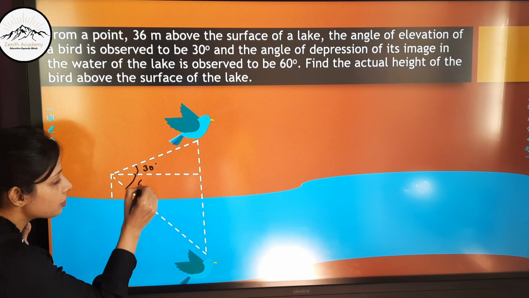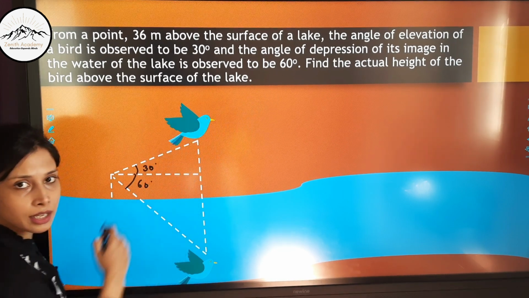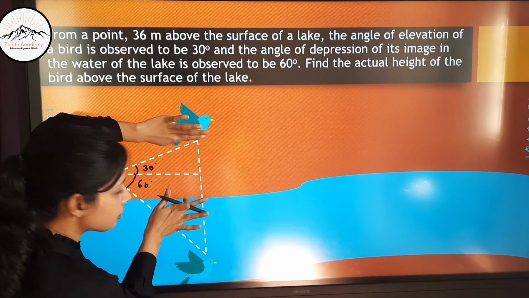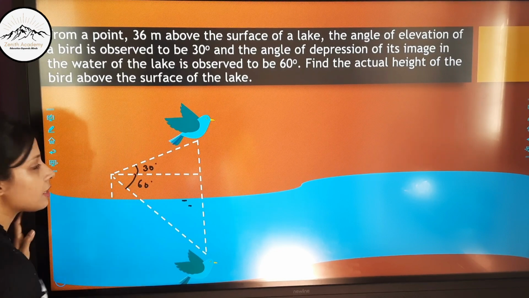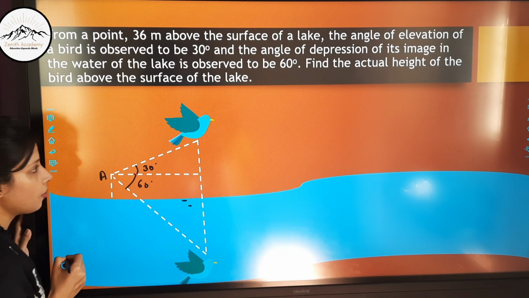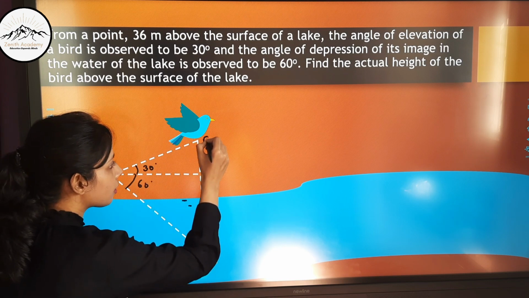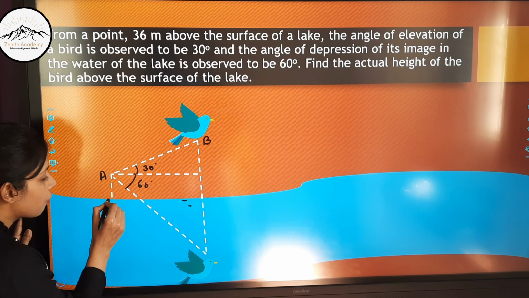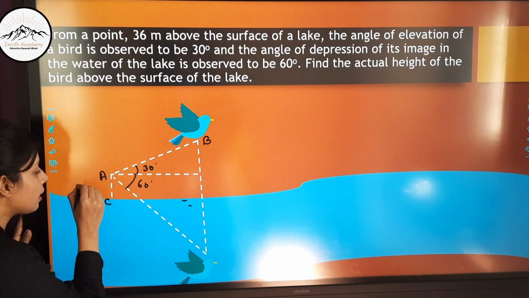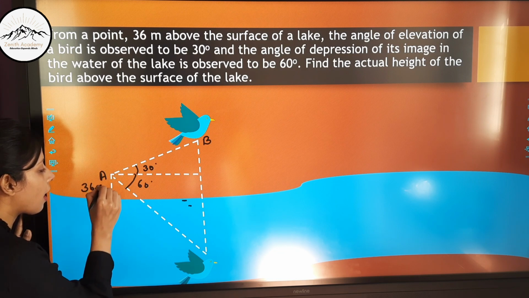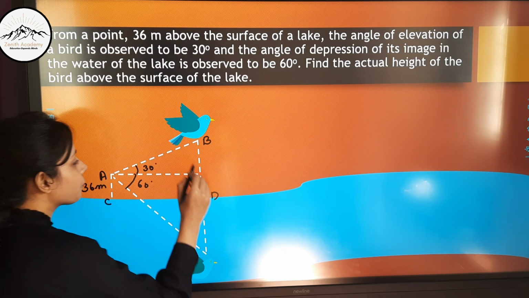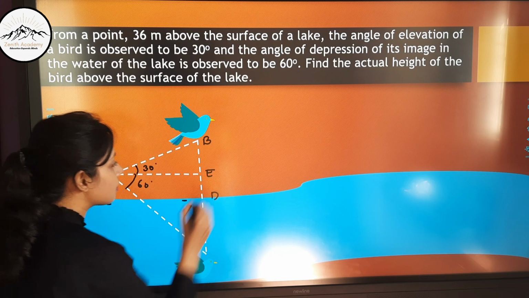Angle of depression is given to us as 60 degrees, and we need to find this distance. Okay, so first let us mark the points. Suppose this is A, and this point above the lake is C, and this AC is given to us as 36 meters. This is D and let's say this is E.